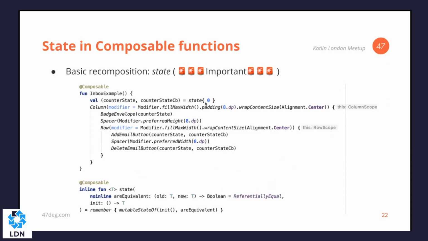And what this state function does is we are passing an initial value, and this value will be remembered, memoized, or cached. And whenever we call these callbacks to alter this state, if this value has changed, it will make all our composable functions re-invoke and re-render with this new value.